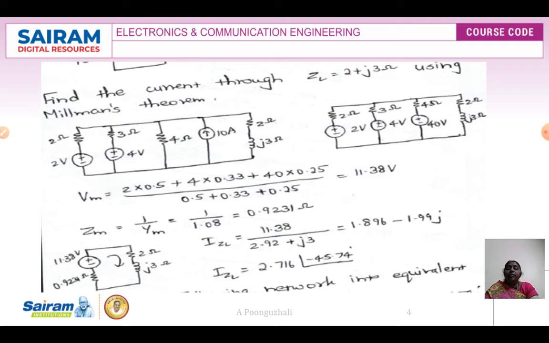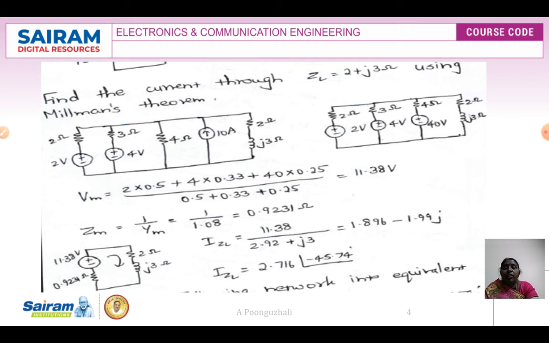So your total voltage Vm is equivalent to, now you multiply it. So 2 into 2 divided by 2, so here that is nothing but 2 into 0.5, plus 4 into 1 by 3, which is nothing but 0.33, plus 40 into 1 by 4, which is 0.25, divided by your total admittance, which is going to be 0.5 plus 0.33.